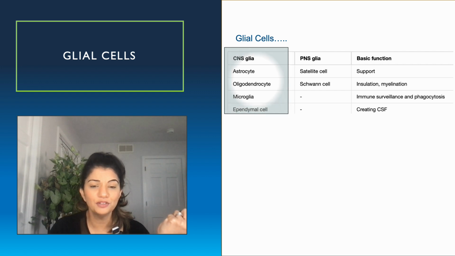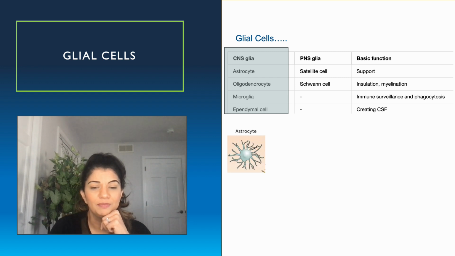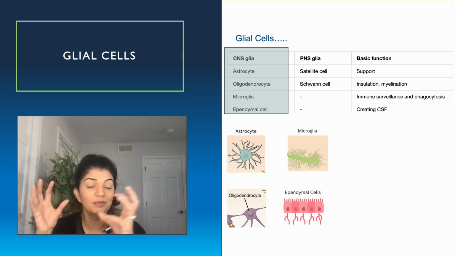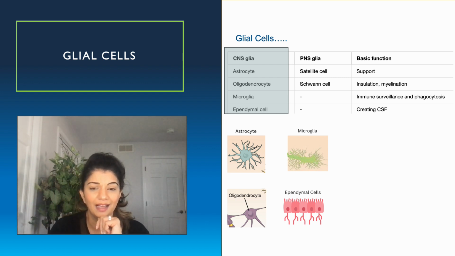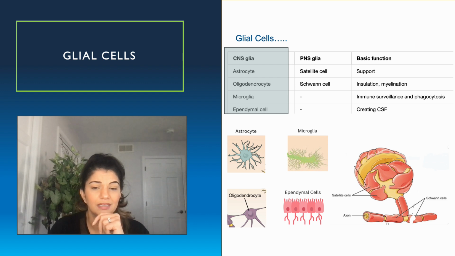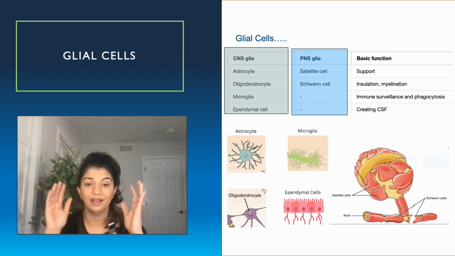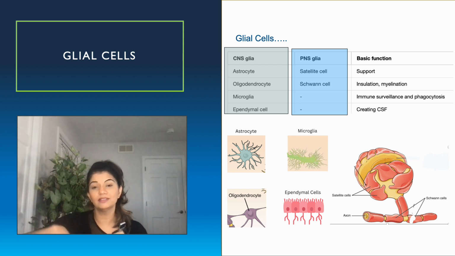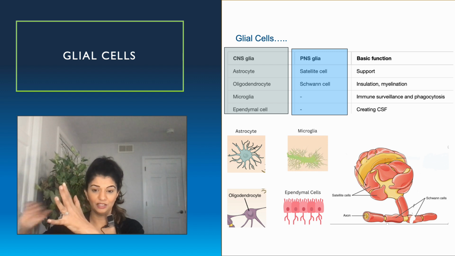So in the central nervous system, there are 4 glial cells, and the first one is your astrocyte, oligodendrocyte, microglia, and then ependymal cells. Now that's in your central nervous system, and of course we have the Schwann and satellite cells, which are in the peripheral nervous system. So again, central nervous system: astrocyte, oligodendrocyte, microglia, and ependymal cell. Peripheral nervous system: we've got satellite and Schwann cells.